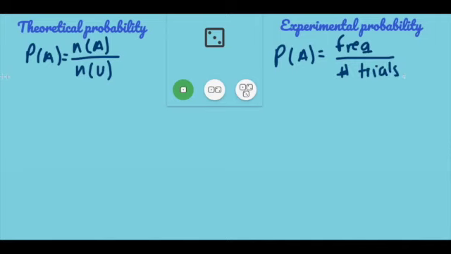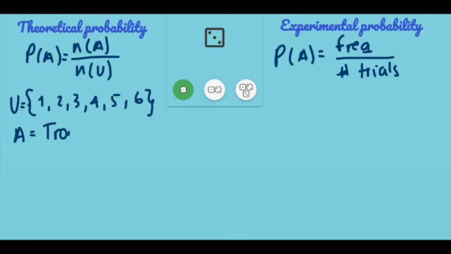So the experiment that we're going to do right now is throw a dice. The first thing that we need to find for the theoretical probability is to know the sample space. So remember that the sample space is the set of all the possible outcomes in the experiment. So the possible outcomes that we have in this experiment are 1, 2, 3, 4, 5, and 6. Now, the event that we're going to take into account is A, which is going to be throwing an even number.